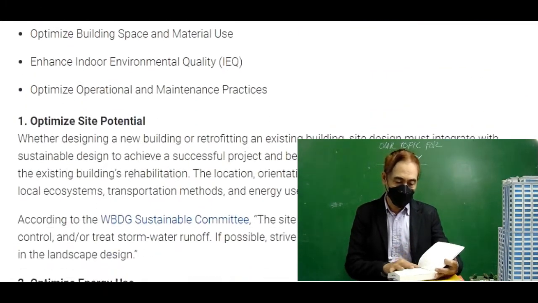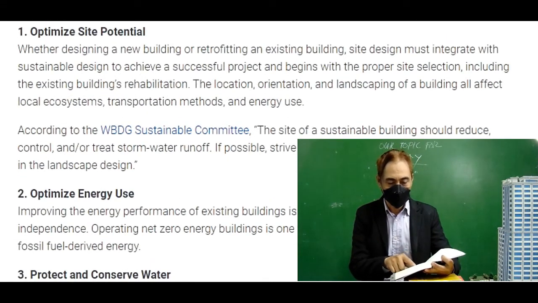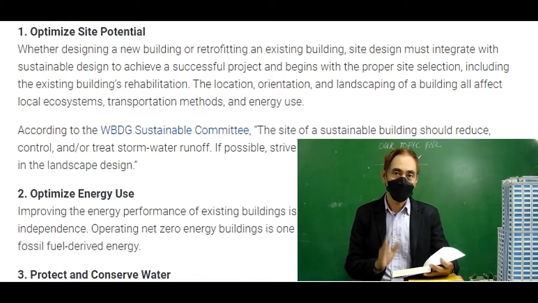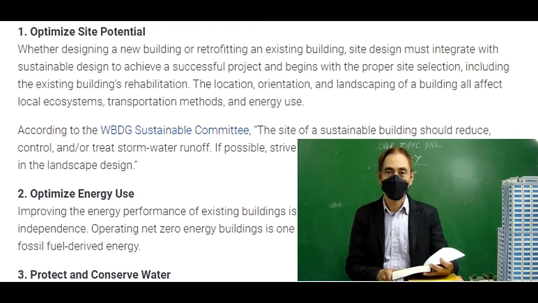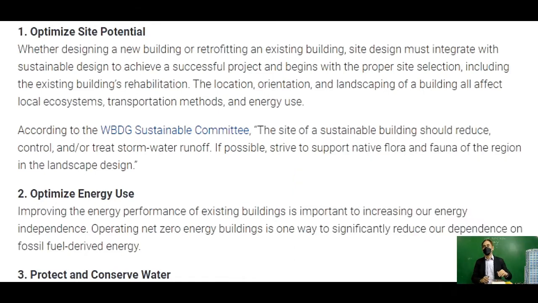Now let's go to number 1, which is optimize site potential. Whether designing a new building or retrofitting an existing building, site design must integrate with sustainable design to achieve a successful project, and begins with proper site selection, including the existing building's rehabilitation. The location, orientation, and landscaping of a building all affect local ecosystems, transportation methods, and energy use. According to the Sustainable Committee, the site of a sustainable building should reduce, control, or treat stormwater runoff. If possible, strive to support native flora and fauna of the region in the landscape design.